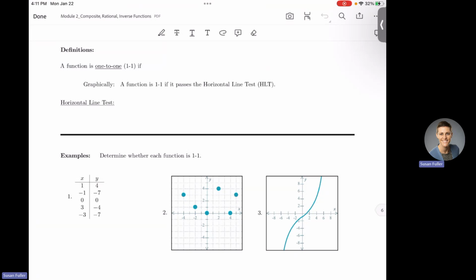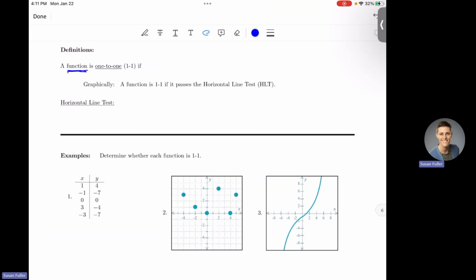So a function is one-to-one if. Now, the word function here is a loaded word. This means something very specific in mathematics, and we talked about this in module one. A function is a mathematical relationship in which your x's can't cheat, right? Every x has to have only one y. Now, a function, so each x has only one y, is one-to-one.